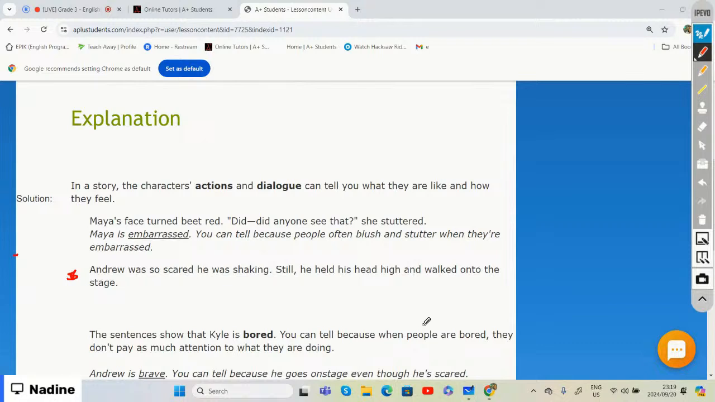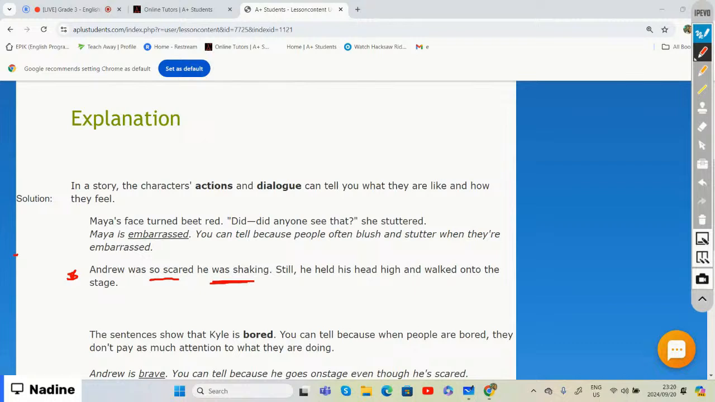So, here it says Andrew was so scared he was shaking. Still, he held his head high and walked onto the stage. Now, especially the fact that he was scared, the shaking part basically tells us that he was scared. It can also be nervous, yes. Because remember, maybe he has to do a recital. So now there's a lot of people and he is nervous.